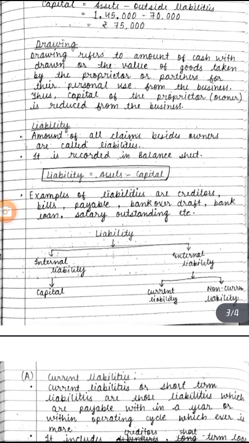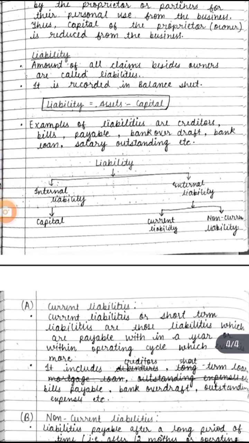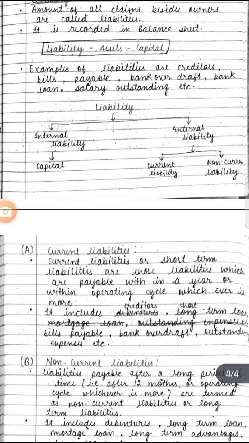Liabilities are of two types, internal liabilities and external liabilities. Further, external liabilities are divided into two types, current liabilities and non-current liabilities. Current liabilities means those liabilities which are repayable within a year or operating cycle, whichever is more. Examples of current liabilities are bills payable, creditors, bank overdraft.